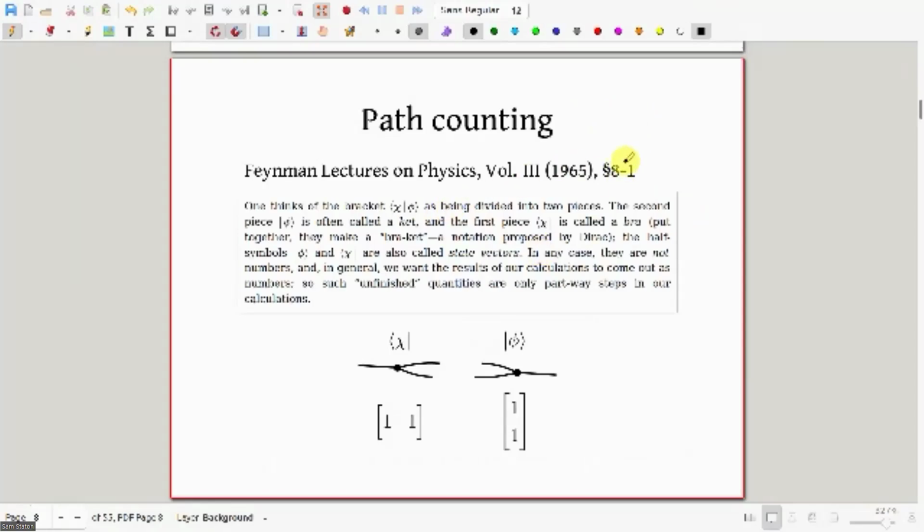But then it takes him until chapter 8 before he starts talking about these weird unfinished quantities. These are like half brackets. This is called a ket. This is called a bra. And he says these are just temporary distractions on our way to actually working out what an amplitude is. So don't freak out. But this is Feynman's way of sneaking in linear algebra through the back door. I don't think he even says linear algebra anywhere in his textbook.